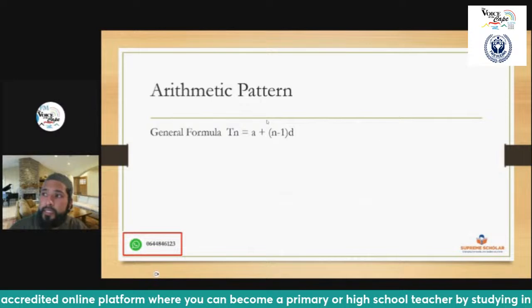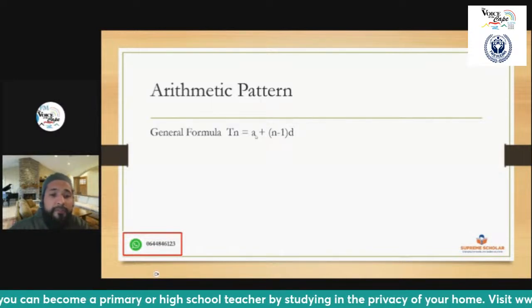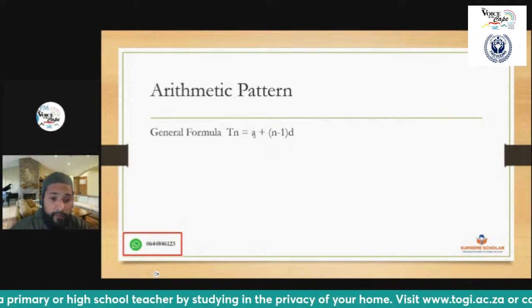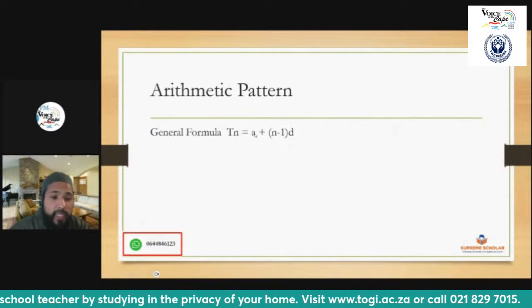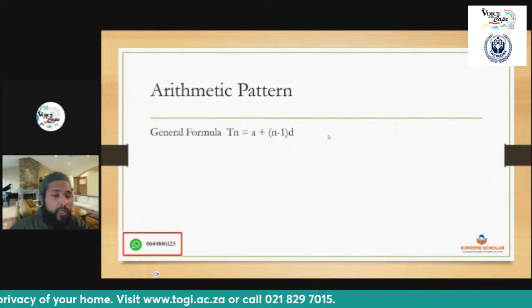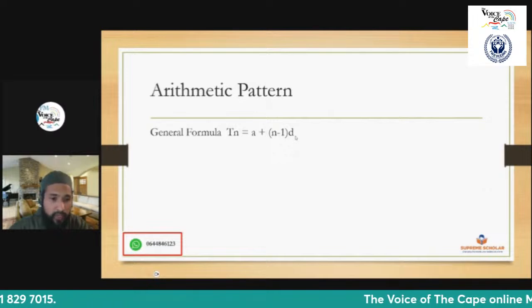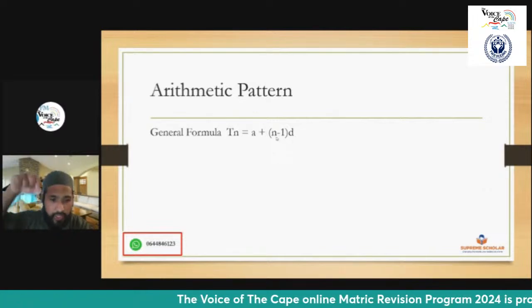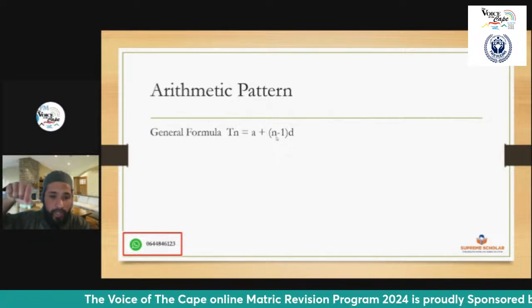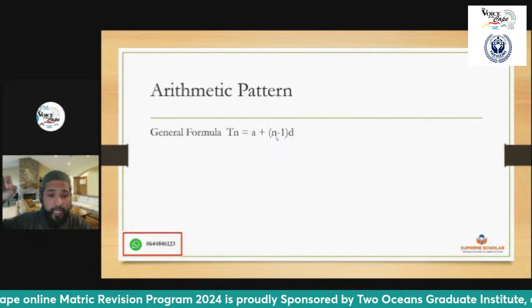And these letters mean something. A usually means the value of the first term in the pattern. So if the sequence starts with 2, then A will be 2, etc. D is the constant difference, whatever that constant difference is, and n is the term position number. So if I'm busy with term number 1, then n will be 1. If I'm busy with term number 2, then n will be 2. If I'm busy with term number 10, then n will be 10, etc.